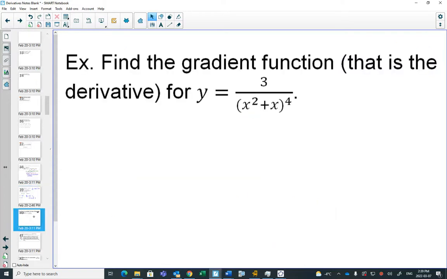So we'll be using that sort of 3-colored thing that I had. You want to do the derivative of the outside function first, keep the inside the same, and then multiply by the derivative of the inside. Yes?